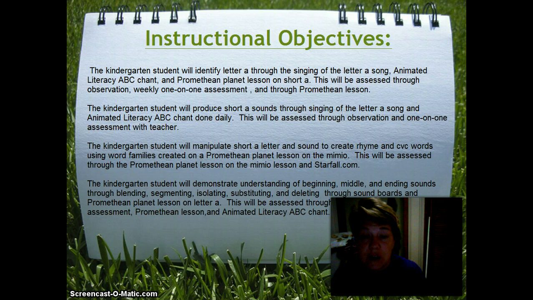Being able to manipulate the Short A letter and sound to create rhyme and CVC words using word families created on the Promethean planet lesson on the Mimeo. This is also assessed through the lesson and through the Starfall. Being able to demonstrate that the words have beginning, middle, and ending sounds, and that there's 3 sounds in that word. Being able to blend, segment, isolate, substitute, and delete through using soundboards and Promethean planet lesson on letter A. This will be assessed through observation, weekly one-on-one assessments, and Promethean lesson and animated literacy ABC chant.